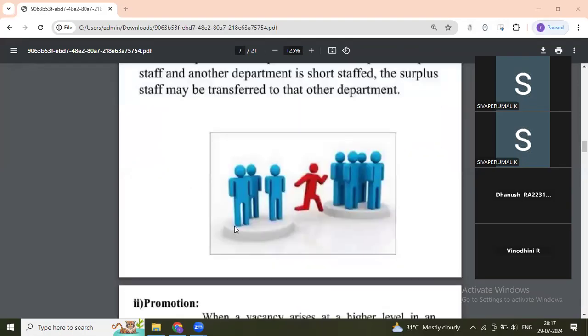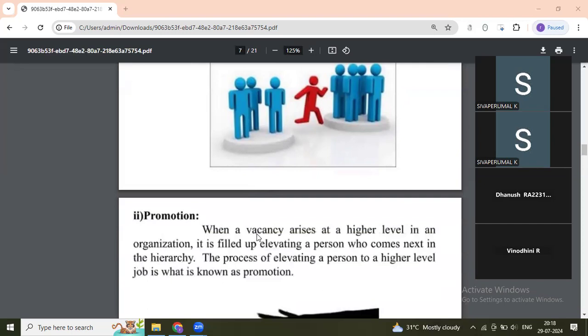For example, if you have people working in SRM, SRM has so many campuses, right? Vadapalani, Ramapuram, Tiruchi, Kattankulathur. If Vadapalani has some vacancies, immediately the main campus will send one employee to the Vadapalani campus, or to Ramapuram, wherever the vacancy is. Here the company transfers the employee from one place to another.